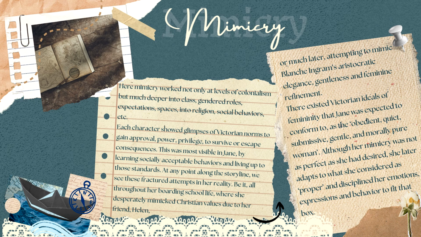There existed Victorian ideals of femininity that Jane was expected to conform to as the obedient, quiet, submissive, gentle, and morally pure woman, which was generally considered in Victorian society as the ideal woman. Although her mimicry was not as perfect as she had desired, she later adapts to what she considered as proper and disciplined her emotions, expressions, and behavior to fit that box.